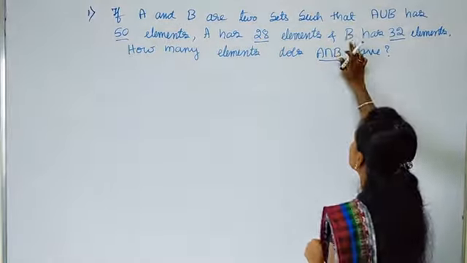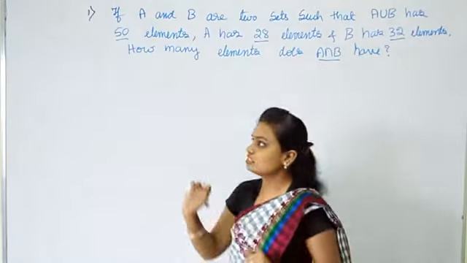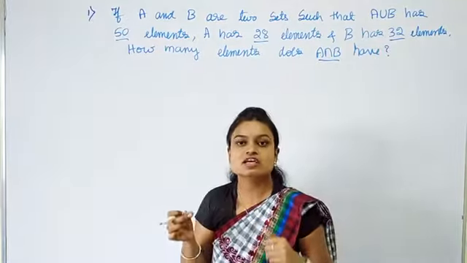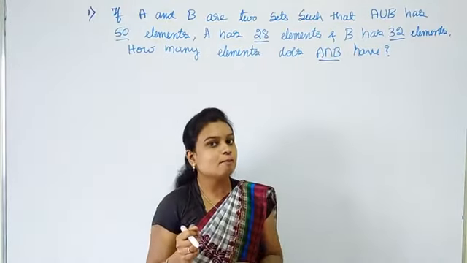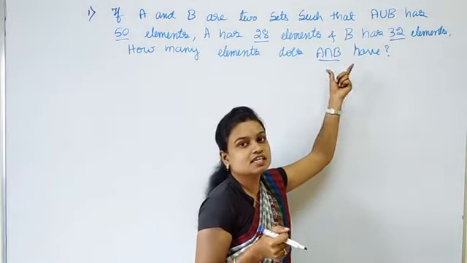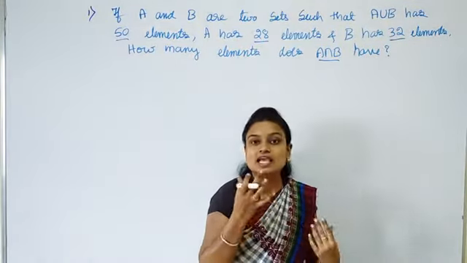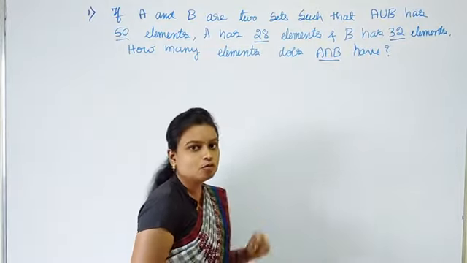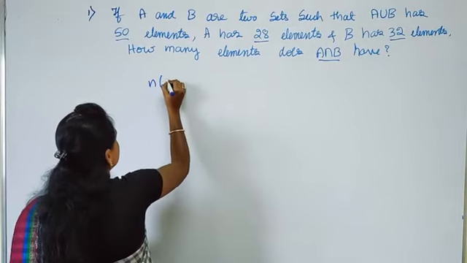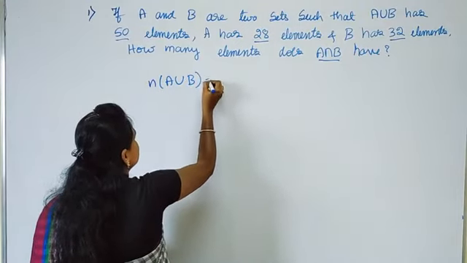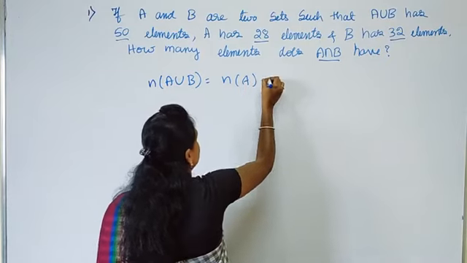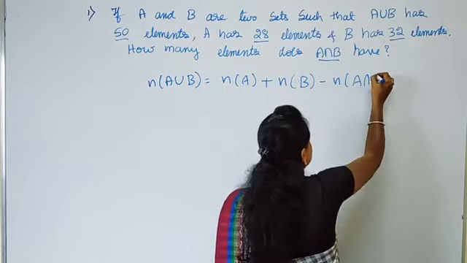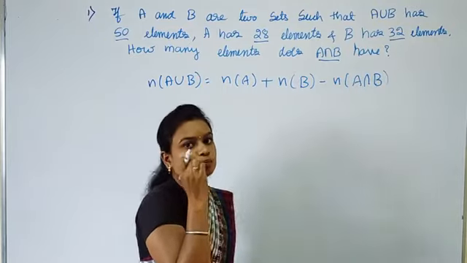A union B has 50 elements, the set A has 28 elements and the set B has 32 elements. We have to find how many elements A intersection B has. That is, we have to find the number of elements the set A intersection B consists of. For this type of problem we have one formula: n of A union B is equal to n of A plus n of B minus n of A intersection B. This is a very important formula.